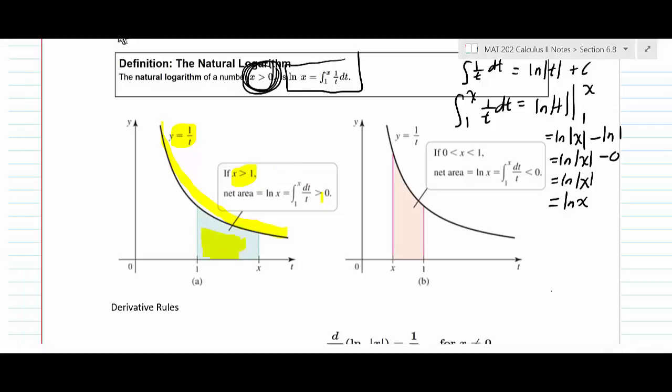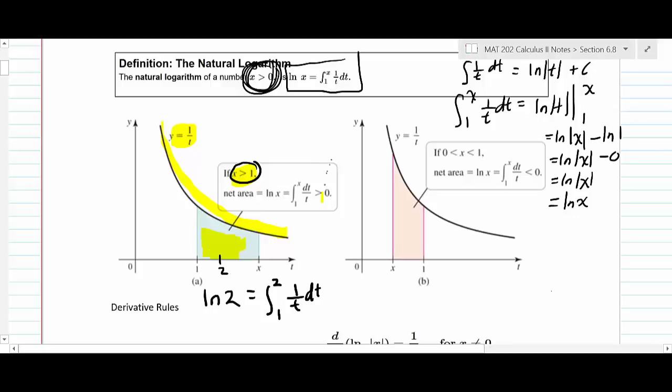So, say for instance, you were doing the natural logarithm of 2, and this is when x is greater than 1. What it really is, is the integral from 1 to 2 of 1 over t dt. If you work that out, you get the exact value of the natural logarithm of 2. And what it represents is the area under the curve from 1 to 2. That's what that means.